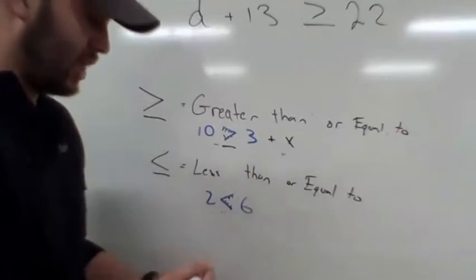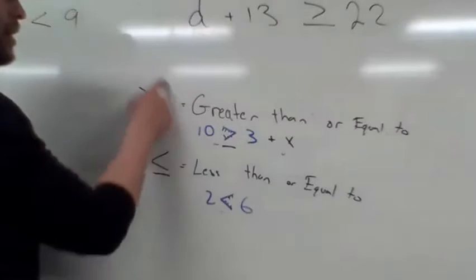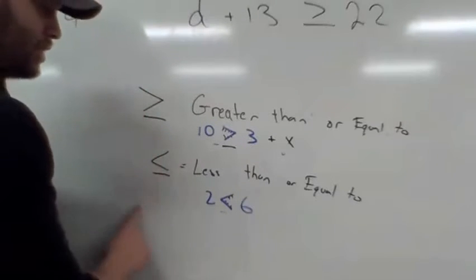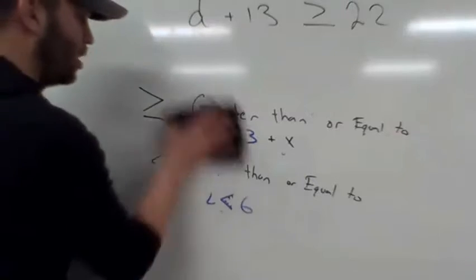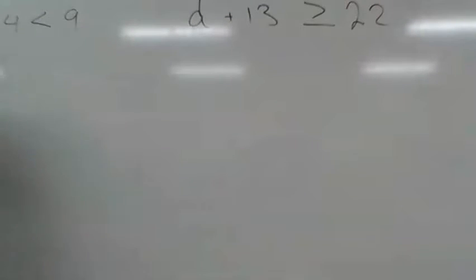Anyways, that's not what this lesson is about. Just a quick example. I don't mean to confuse you, but the main thing is this is the greater than sign or equal to, and this is the less than sign or equal to. So moving on, this is going to be a quick lesson here.